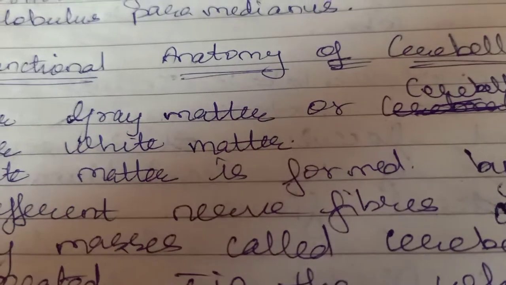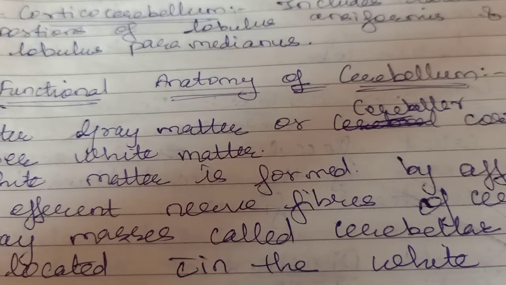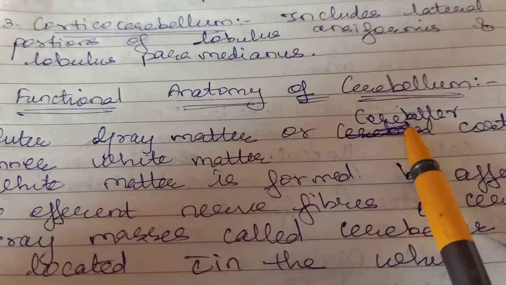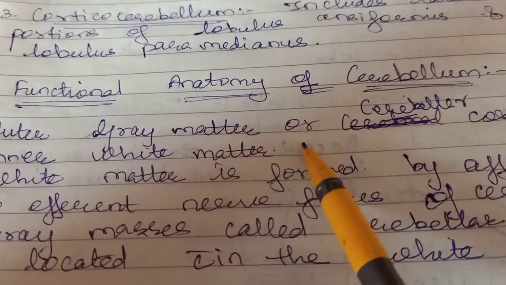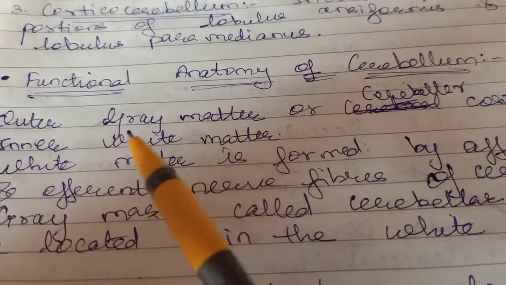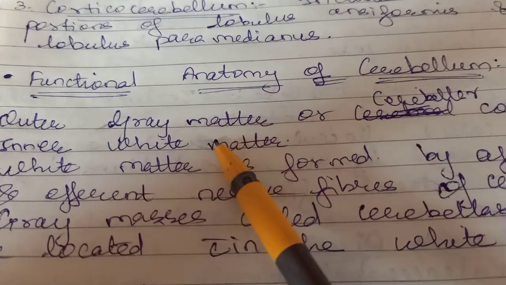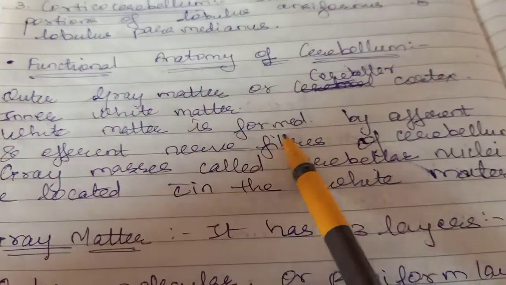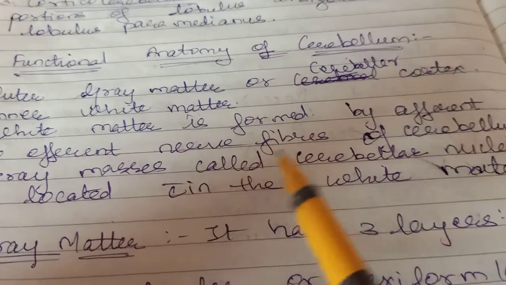Hello students, in this video I will continue further on the topic of cerebellum. Now what is the functional anatomy of cerebellum? There is outer grey matter or cerebellar cortex and inner white matter. So outer is grey matter and inside is white matter. The white matter is formed by afferent and efferent nerve fibers of cerebellum.